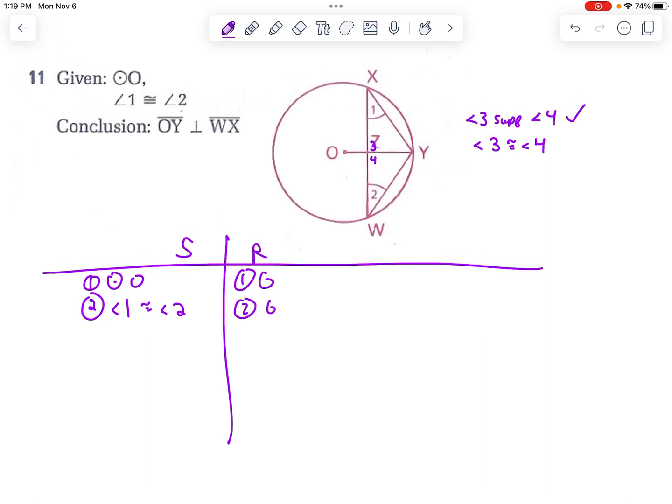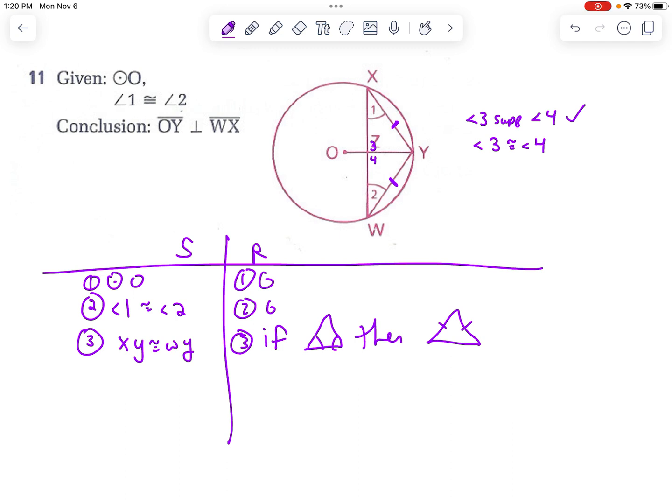So let's go ahead and, I can go equidistant as well. Okay, so let's just do it this way. Because angle 1 is equal to angle 2, I know that XY is congruent to WY, and my reason would be if angles are congruent, then the corresponding sides have to be congruent. So I know this side has to be equal to this side. I know that ZY is congruent to ZY, and that is the reflexive property. Okay, ZY is congruent to ZY.